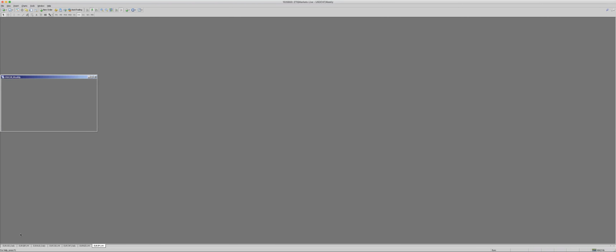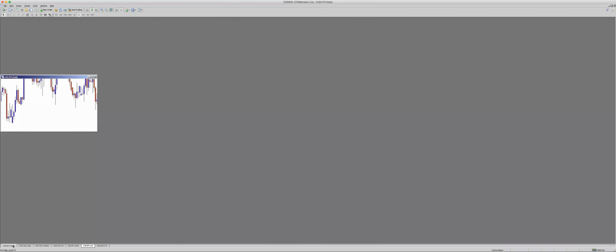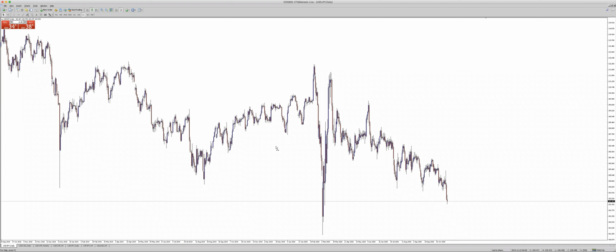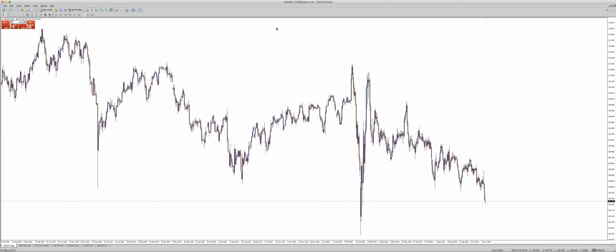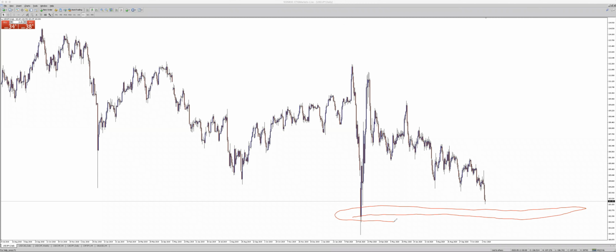Okay, so let's look into the first USD pair, which is the USD yen. Can you see that USD yen is very clear in downside exposure? So just follow the flow, guys. At least it can reach this level.